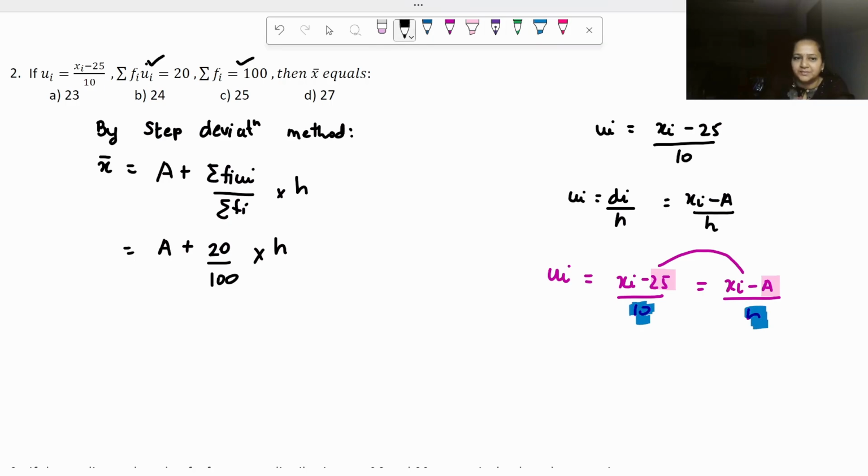So, we got the values on comparison. Let's put it over here. A is 25, plus 20 upon 100 into 10. So, what is your answer going to be? 27. I hope everyone has understood.